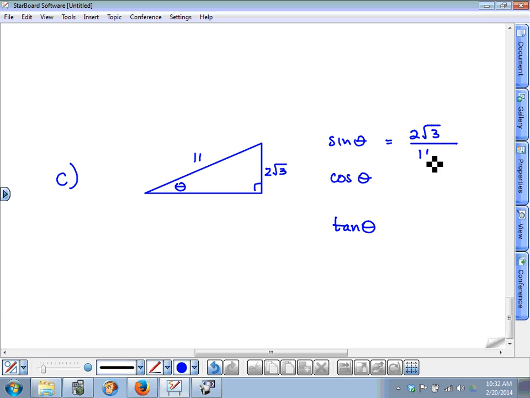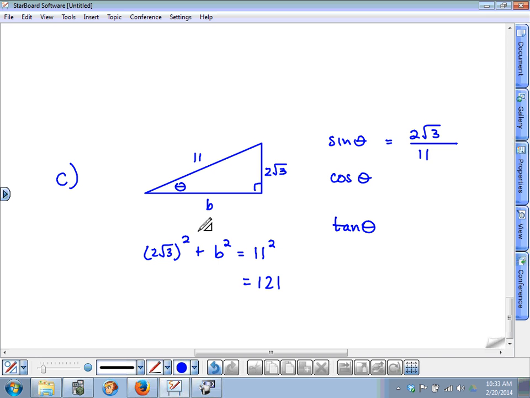So without solving for that missing side, we can at least do the sine. It's 2 square root of 3 over 11. But in order to do cosine and tangent, we need to find that other side. We're going to call it b. So we have a squared plus b squared equals c squared. So it's going to be 4 times 3, which is going to be 12. And then 11 times 11, we know 11 times 11, that's 121.